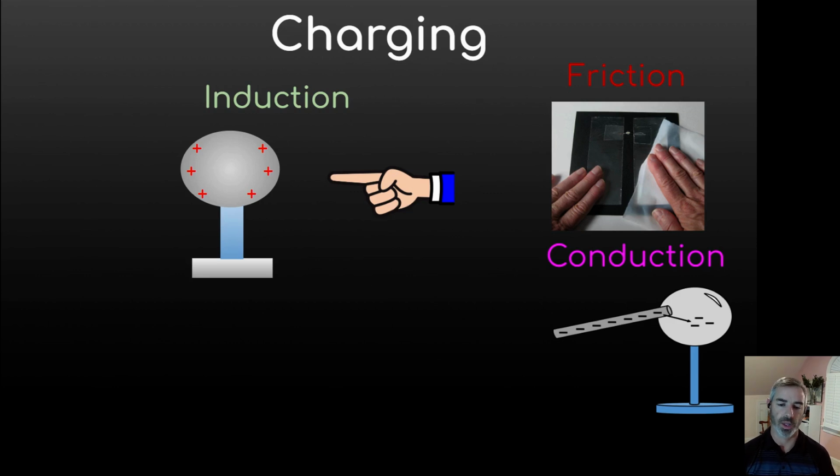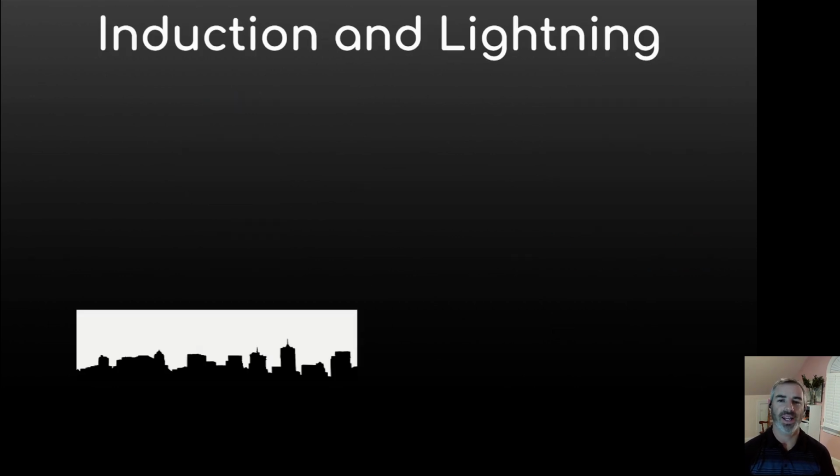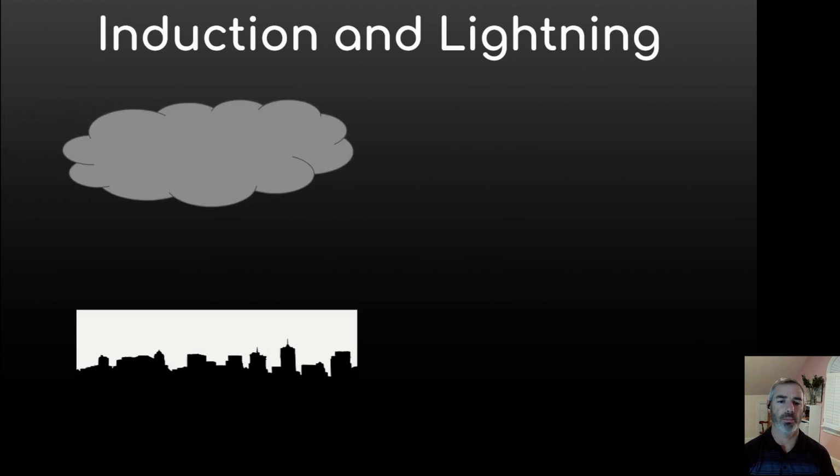Now, lightning uses induction to cause the electrical discharge. If we have a thunderstorm that moves in over a city or an open field or anywhere really, the theory is that there are ice particles in these clouds that are colliding, and through that they're being charged by friction. The positive collects at the top of the cloud and the negative collects at the bottom of the cloud.